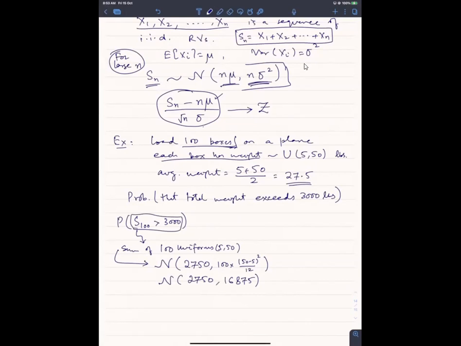So this is your S100. S100 is a normal random variable with this mean and this variance. So what is the probability this guy is greater than this? This is equal to 1 minus, it's easier to find this way. आप दूसरी तरह से भी find कर सकते हैं, कोई ऐसा मसला नहीं है. 1 minus probability of S100 is less than 3000.